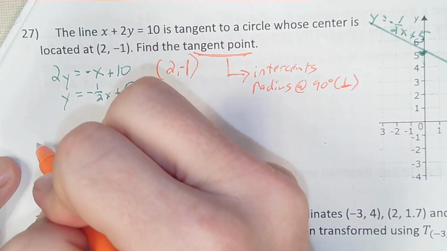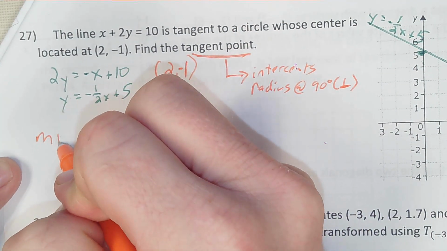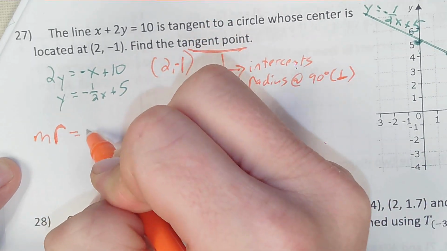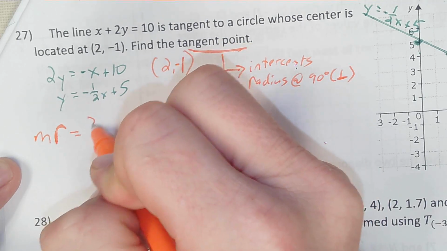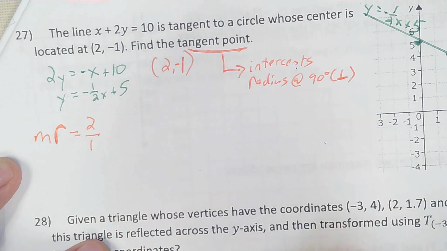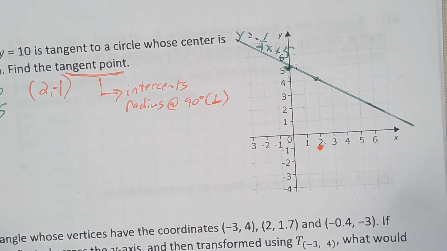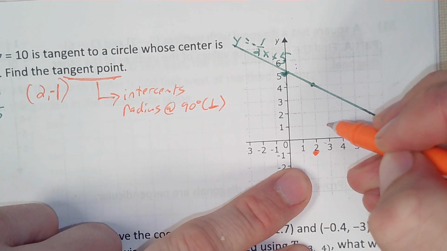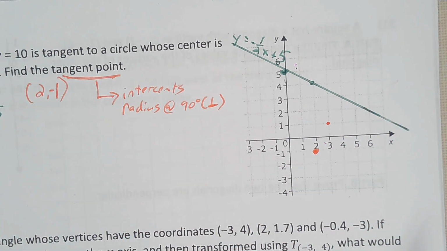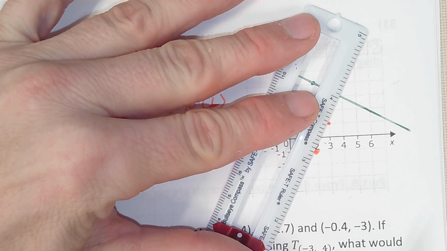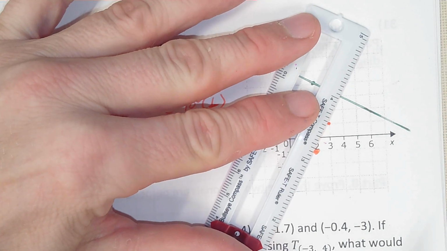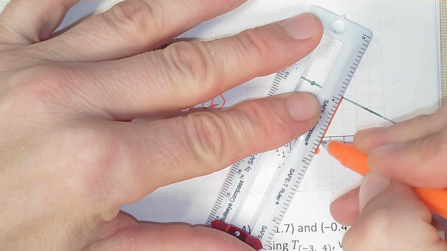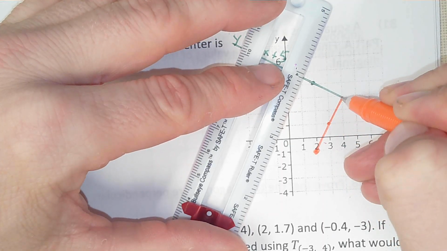So the slope of the radius here, right, would equal the opposite inverse. So it's going to be 2 over 1, or just 2, okay? So I'm going to come over here and just do a 2 over 1, 2 over 1, right? And I'm going to go ahead and draw this and see where it intercepts at 2 over 1, and it looks like, let me just continue 2 up, 2 over 1, yeah, look at it right there.